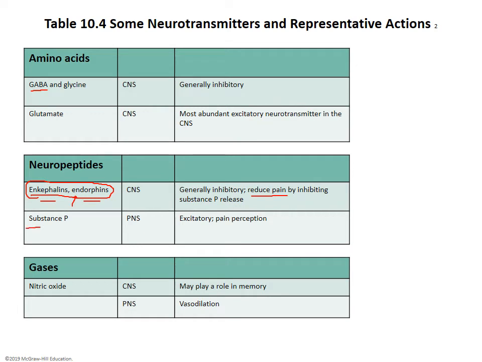Substance P is another one, and it is going to help you feel pain. So these two are kind of antagonistic to each other. And then finally, this last one, which is just simply a gas, is called nitrous oxide, and it is going to play a role in vasodilation or swelling. But again, these aren't as big. The neuropeptides are a classification we will talk about a little bit.